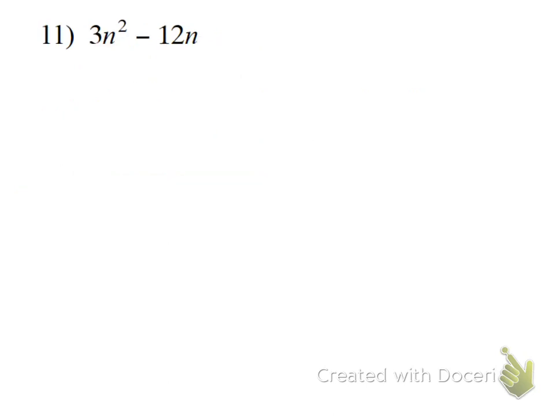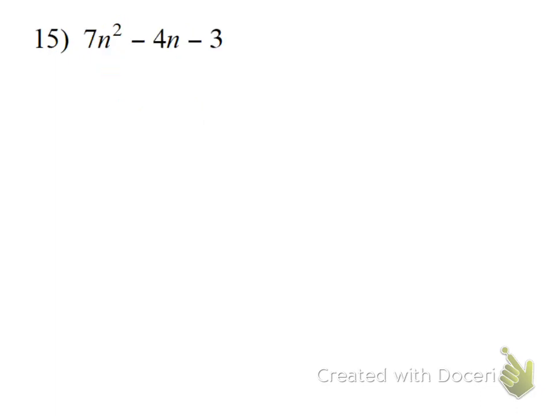Okay, I think I have 2 more that I'm going to go through with you guys. This one's another GCF. So what can I take out? In this case, I can take out a 3n from both of them. So when I do that, I'm going to be left with n minus 4. And that's it. That's just a GCF. Can't do anything else.